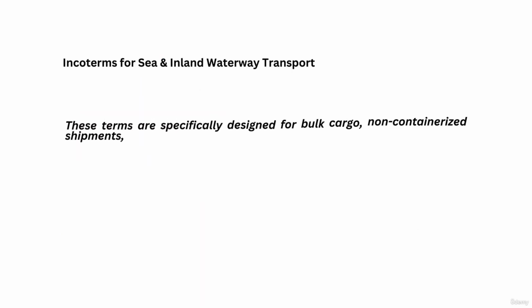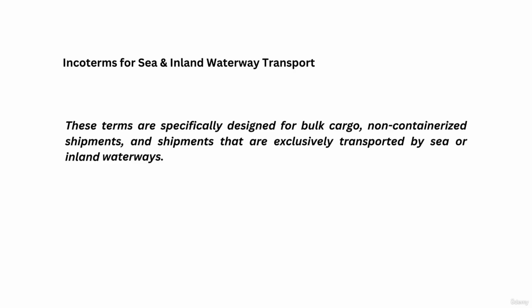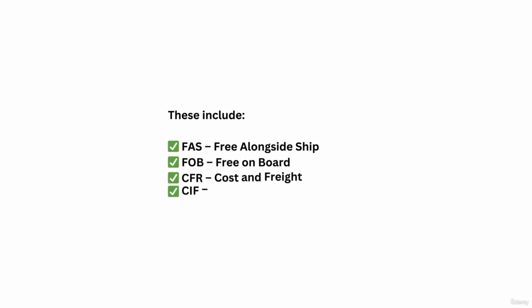Next, we have Incoterms that are specifically designed for sea and inland waterway transport. These terms are commonly used for bulk cargo, non-containerized shipments, and maritime trade. These include FAS, Free Alongside Ship; FOB, Free on Board; CFR, Cost and Freight; and CIF, Cost, Insurance and Freight.